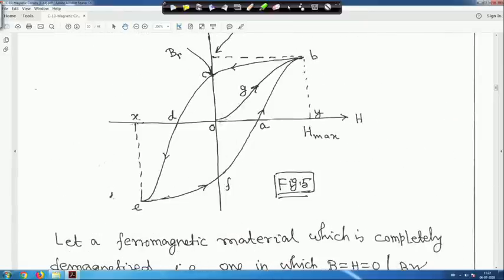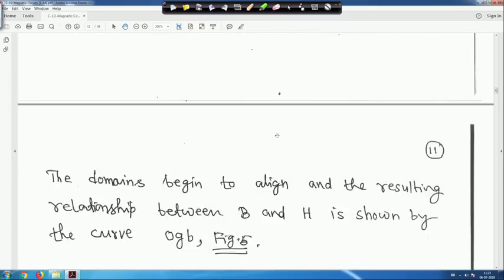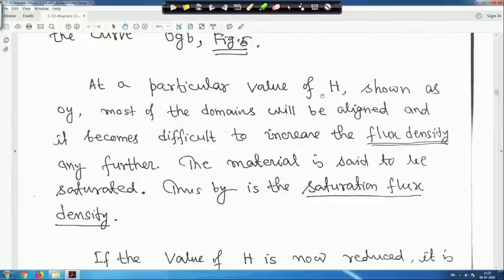So, this is the curve OGB, this middle curve, right. Suppose it has reached up to H. Now at a particular value of H, as shown by OI, most of the domains will be aligned and it becomes difficult to increase the flux density any further. The material is said to be saturated, thus we have the saturation flux density.